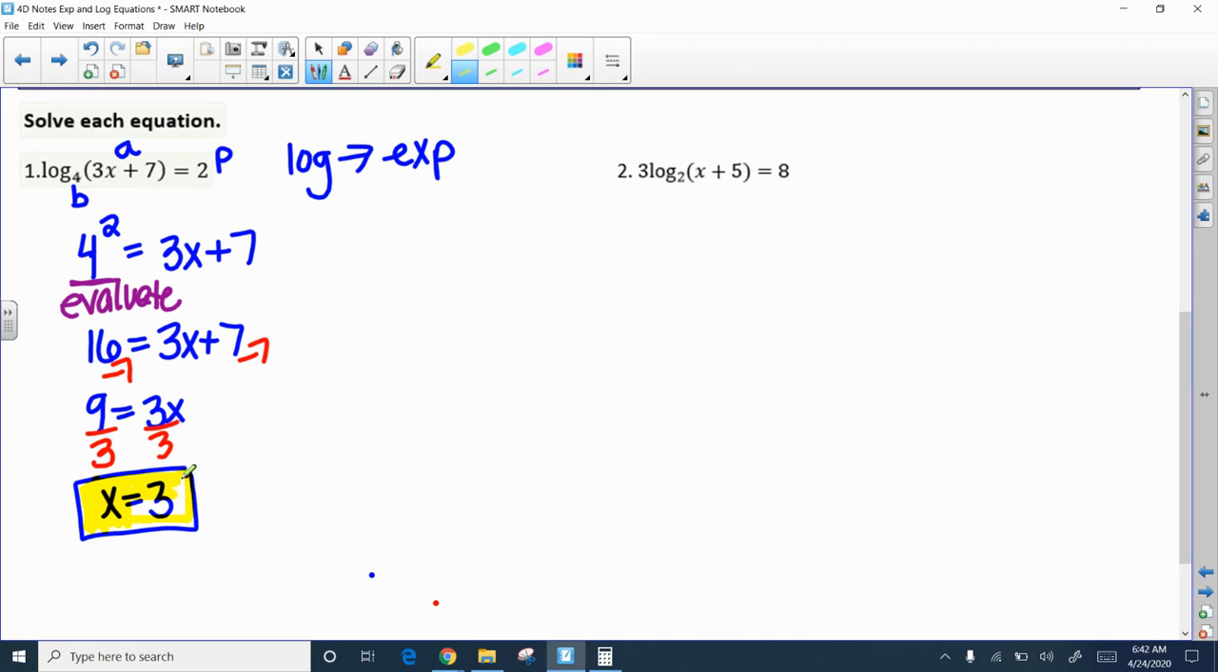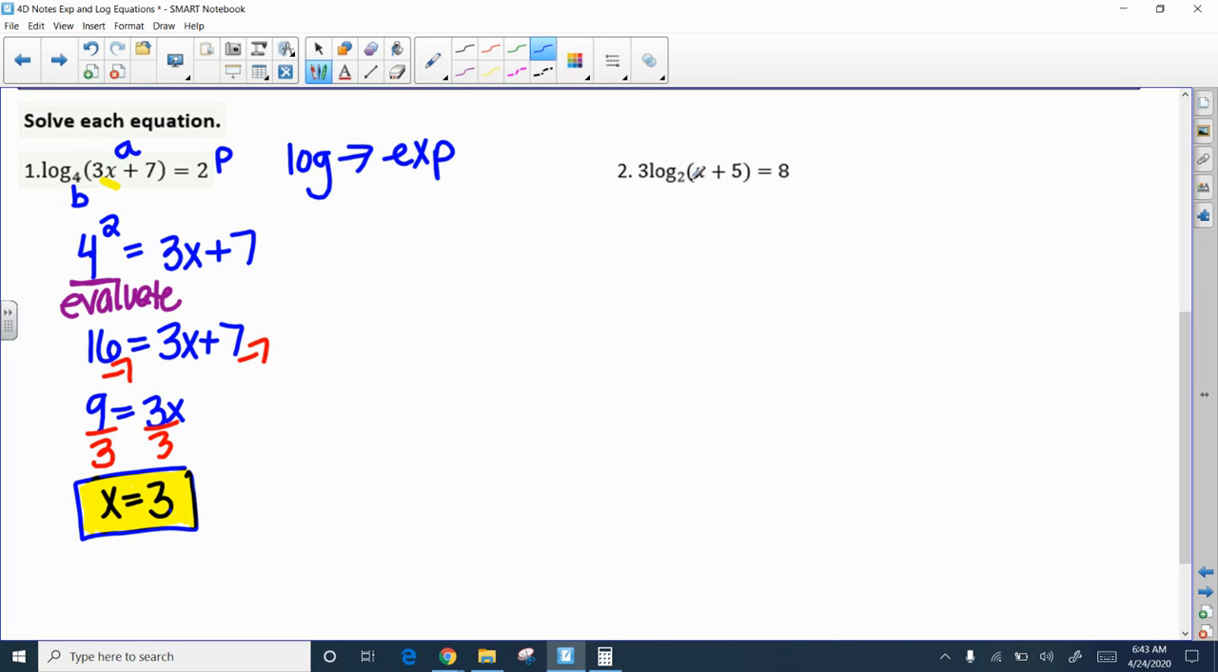We do want to think about extraneous solutions though. Just make sure that if we plugged this 3 into the equation where this x is, we would have a logarithm of a positive number. If I plugged in a 3 here, we'd have 3 times 3 plus 7, so that would be 16. That's fine because it's positive. If it was negative 16 or any negative number, then this number wouldn't work. All right, so that's one strategy, changing from logarithmic form to exponential form.